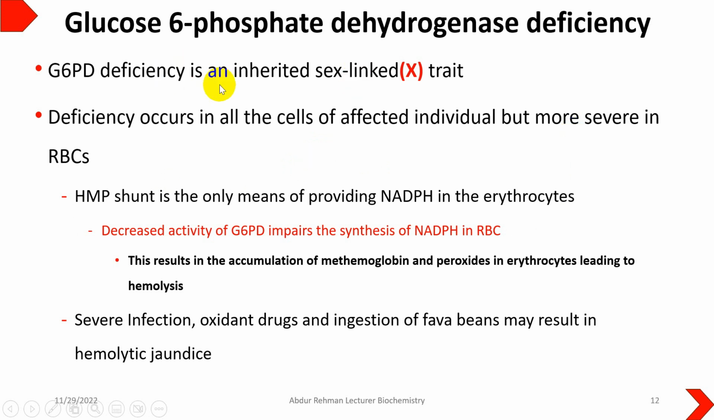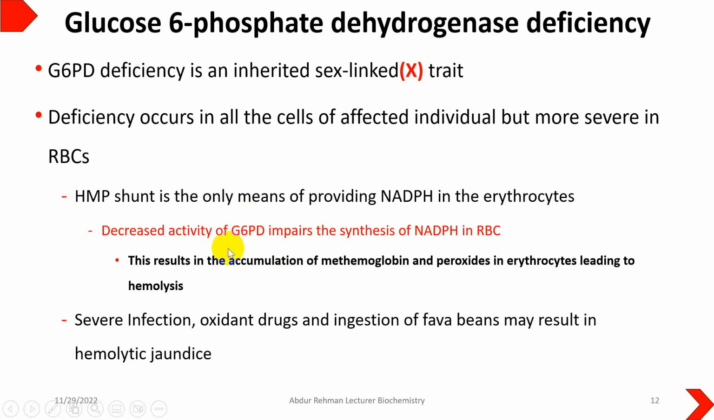Remember, we have mentioned earlier that NADPH has a role in maintaining the integrity of the red blood cell membrane and its shape. So if it is not present, that will result in a severe effect and hemolysis of the red blood cells, because the hexose monophosphate shunt is the only means of providing NADPH in erythrocytes. Other tissues might have some other means of producing NADPH, but the hexose monophosphate shunt pathway is the only pathway in the red blood cells which gives you the NADPH level.